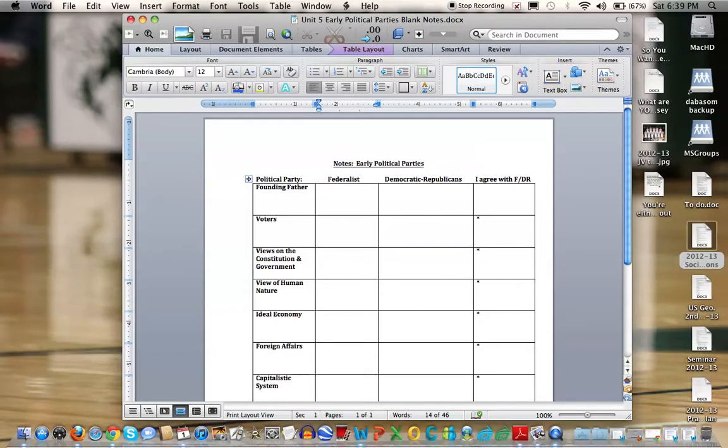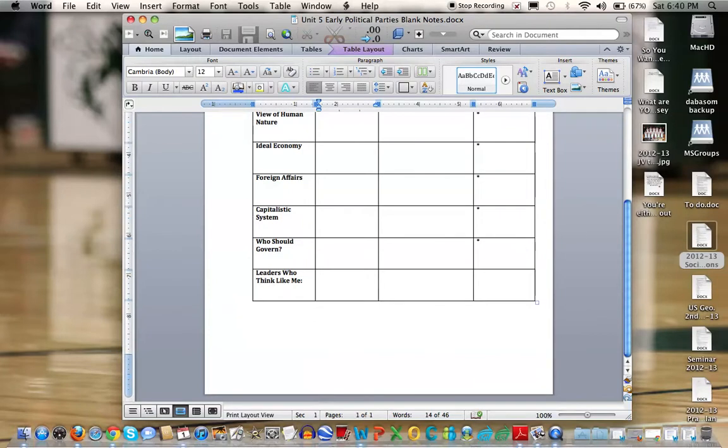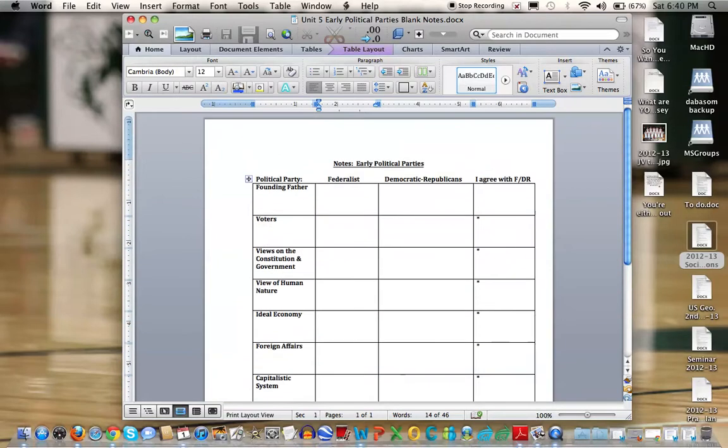And it's okay. I expect your answers to look different. I don't expect you to agree with every single thing on the Federalist side or every single thing on the Democratic Republican side. But my hope is that you'll be thinking and you'll generate your own opinions about both of these parties. And at the end, decide for yourself, which one of these two parties would I have voted for? Which one would I have affiliated with back in the early part of our country? So I guess we'll go ahead and get started.